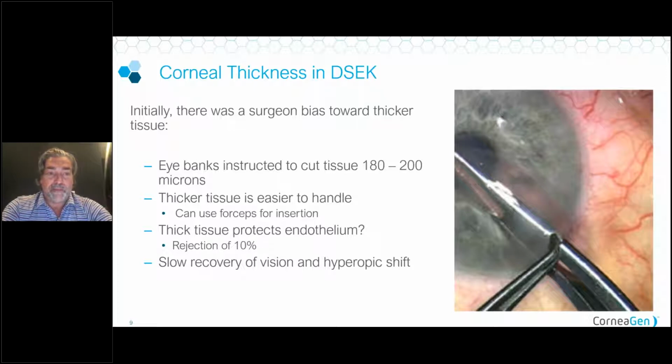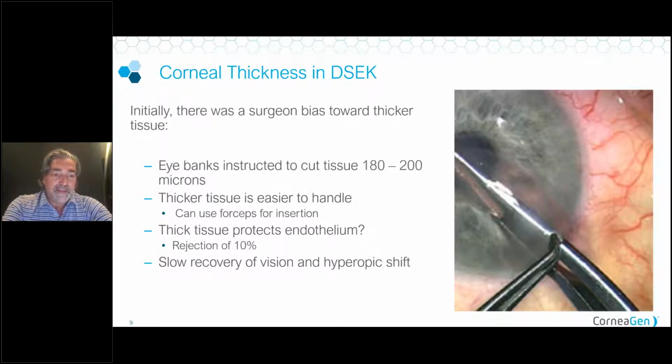So again, eye banks were instructed to cut tissue originally pretty thick, around 180 to 200 microns. The nice thing about thicker tissue is it's a little easier to handle. You could actually use forceps to insert it. Maybe there was a little cushion from the stroma so that you could squish the forceps a little bit, and you wouldn't really damage the endothelium. So we thought that was probably a good idea originally.